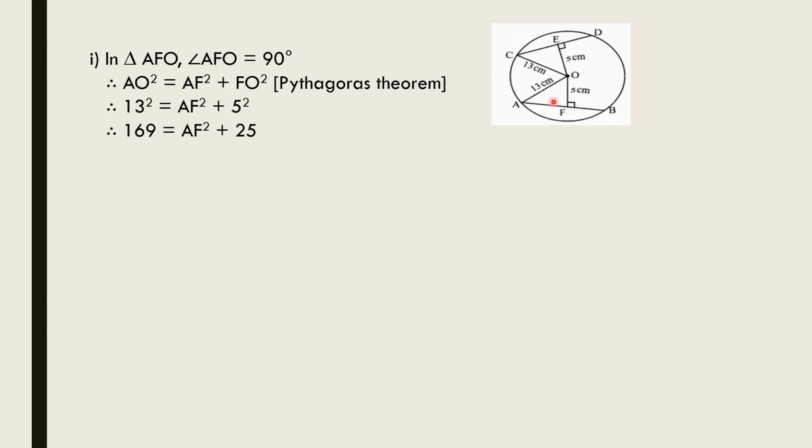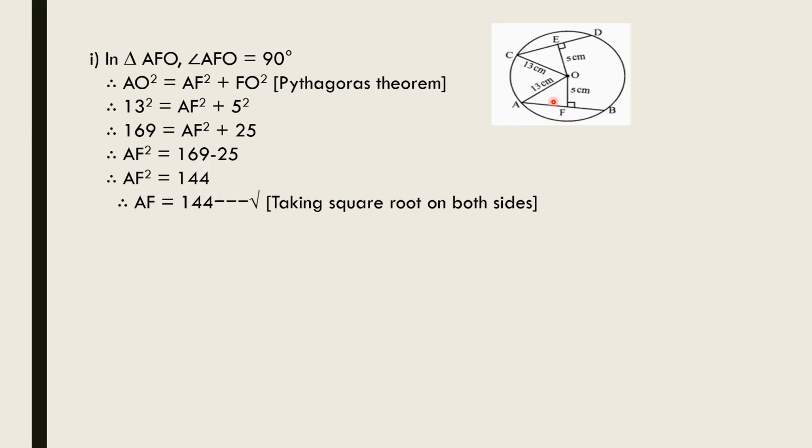Therefore, AF square is equal to 169 minus 25, which is equal to 144. AF square is equal to 144. Therefore, AF is equal to the square root of 144, which is equal to 12 centimeters. Therefore, AF is equal to 12 centimeters. That is equation number 1.